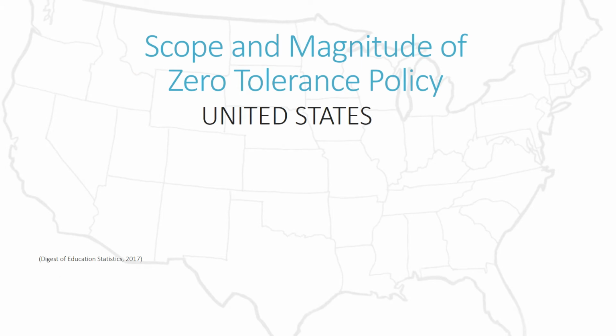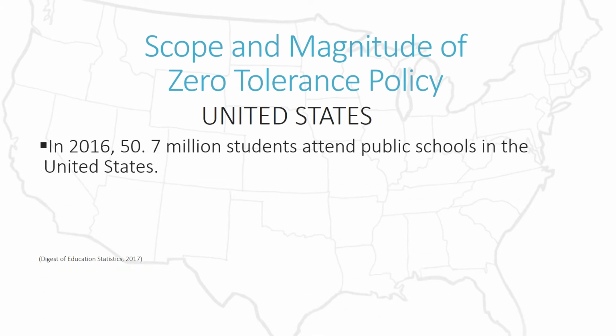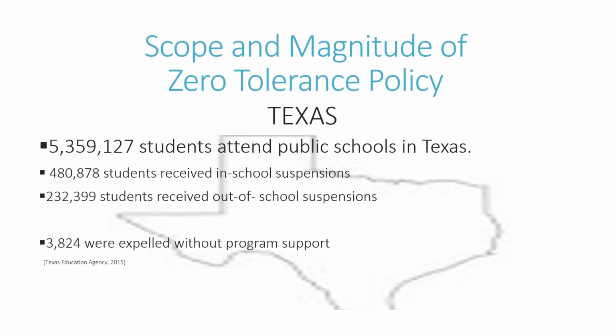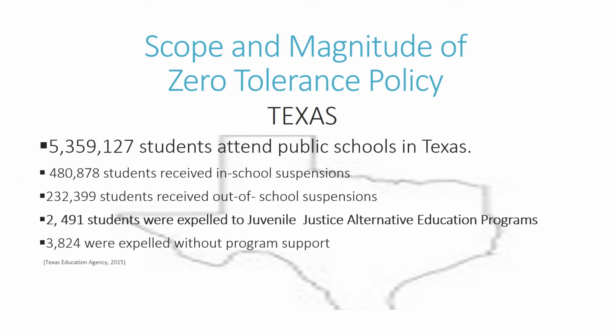In 2016, 50.7 million students attended public schools in the US. Of this number, 3.5 million students received in-school suspensions, and 3.45 million students received out-of-school suspensions. Another 130,000 students were expelled from school. These statistics are comparable in Texas, but a notable fact is the 2,491 students who were expelled to the Juvenile Justice Alternative Education Program.